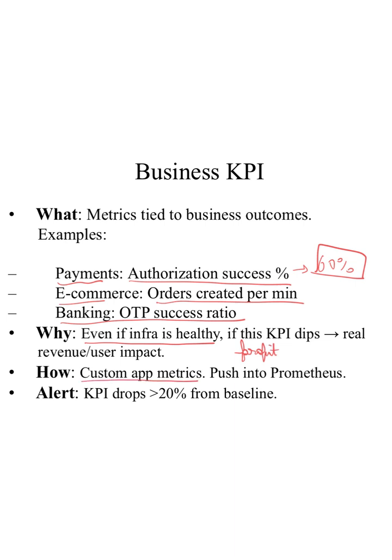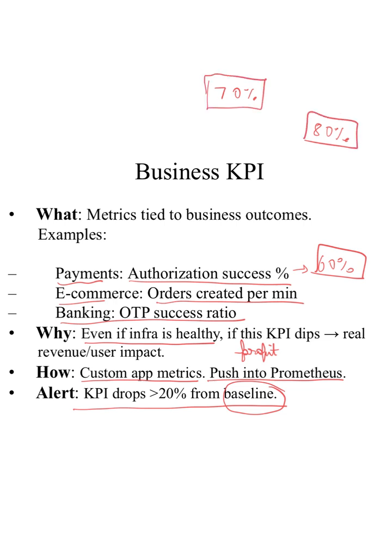Customer app metrics, you can push them into Prometheus, and Prometheus will give them to Grafana. If KPIs are dropping more than 20%, you should get an alert. Please note that the baseline is something which you and your team define as a company, right? For example, you want to define that my payment success rate should be greater than 70%. And some other company says, our payment success rate should be greater than 80%. So this could be different for different companies. Please note that at this point.